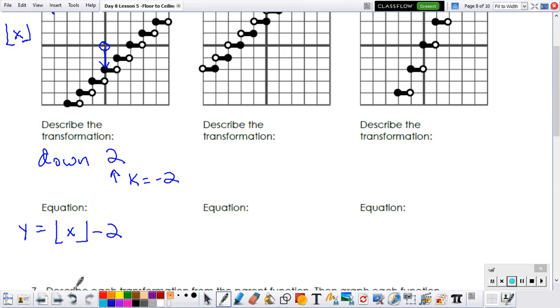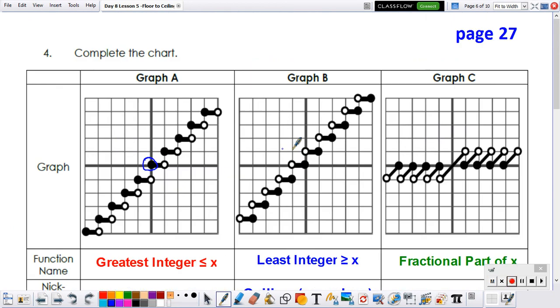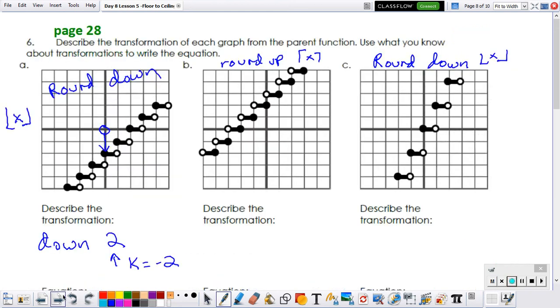Cool. All right, now let's take a look at our round up function on page 26 to see where our 0, 0 point is and what it looks like. I notice that the 0, 0 point for rounding up is a closed circle and it's at the end of the step. For graph A, it was the closed circle at the beginning. So where do we have a closed circle at the end of a step? It's right here. It's up 2.